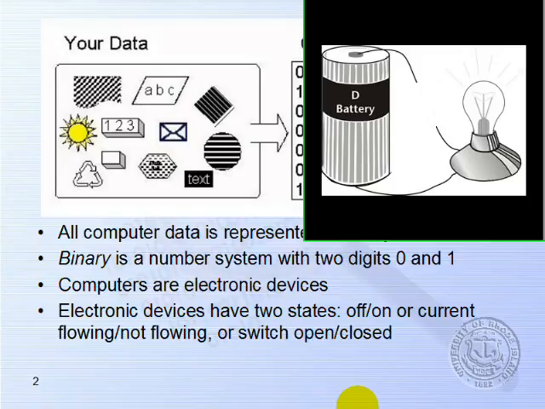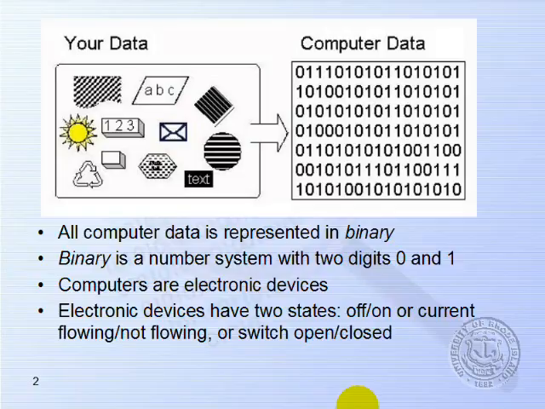Think of a light bulb in a high school physics class. You connect a battery and two wires to the light bulb with a switch somewhere in the circuit. If the switch is opened, the light bulb isn't lit. If you close the switch, the light bulb lights. So electronic devices naturally have two states. Think of a switch being open or closed, current flowing or not flowing. The two states of electronic devices naturally lend themselves to something like a binary representation where there are two digits.